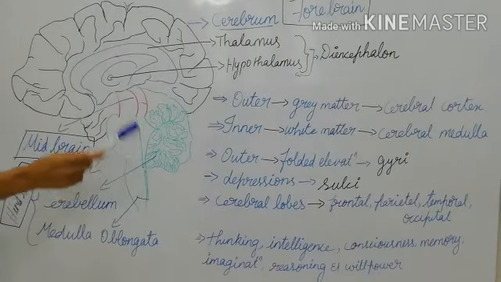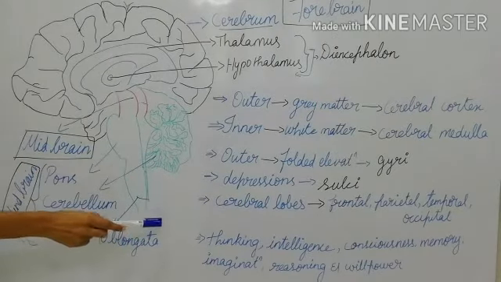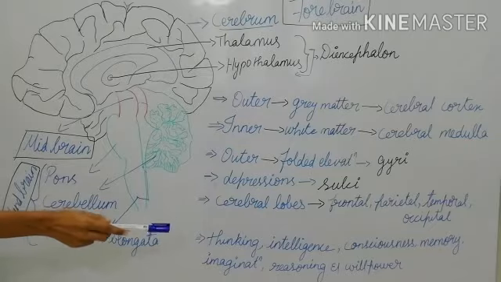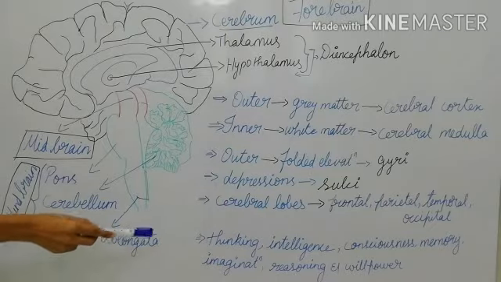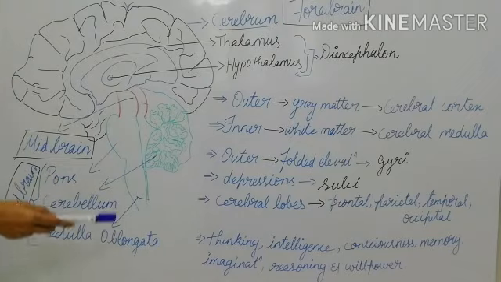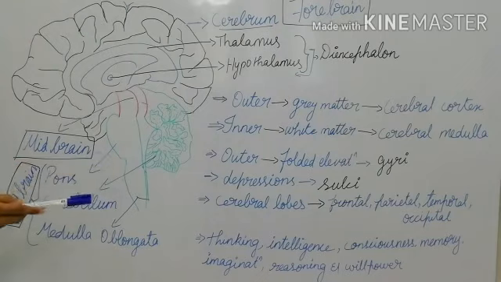And an important function of the cerebrum is learning. For learning, we have to think, our intelligence should be good, we should be conscious, our memory power should be good, our imagination, our reasoning, and our willpower, that is our confidence, should be good. For all this, the cerebrum is helping. This is the function of the cerebrum.